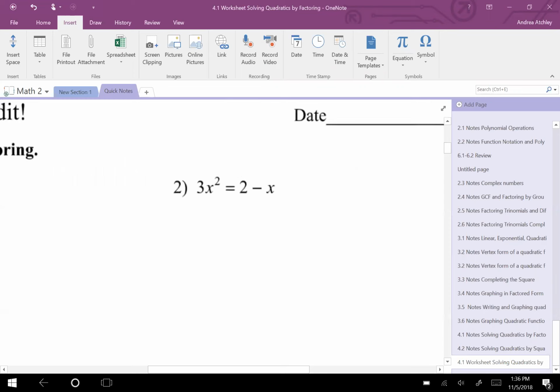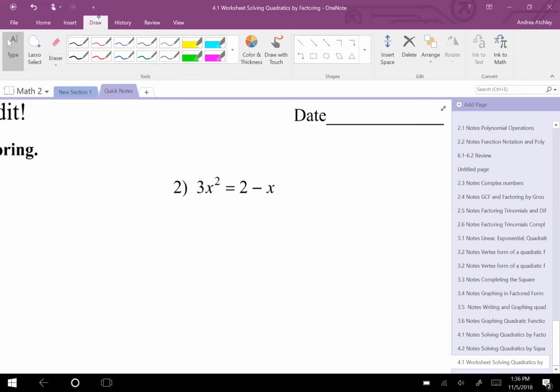Okay, remember our first step to solving a quadratic is we wanna set it equal to 0. We're looking for the x-intercepts when we solve a quadratic. So in order to solve it, we want to set it equal to 0. So we're gonna add the x to both sides, and we're going to subtract 2 from both sides.